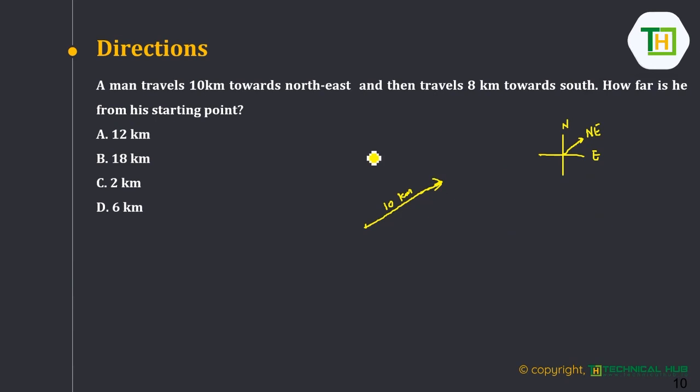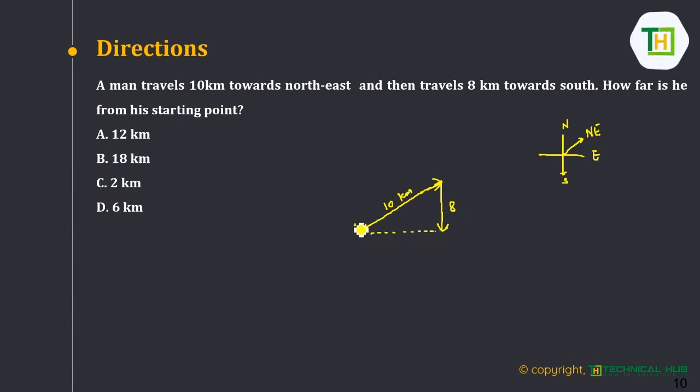Okay. And then travels 8 kilometers towards south. So this is south direction. So towards south, he walked for 8 kilometers. Okay. This is towards south. Now, how far is he from his starting point? So I want to find what is this distance.